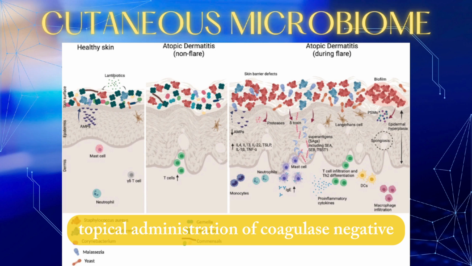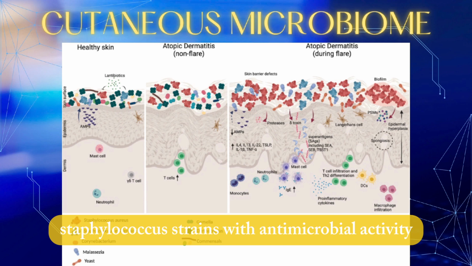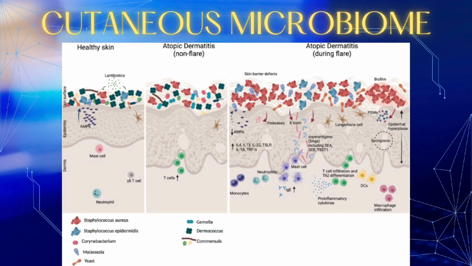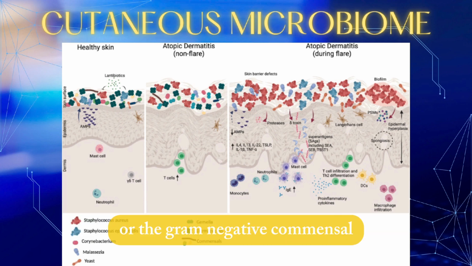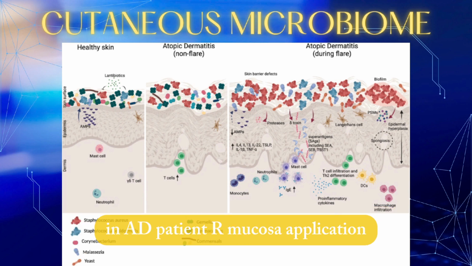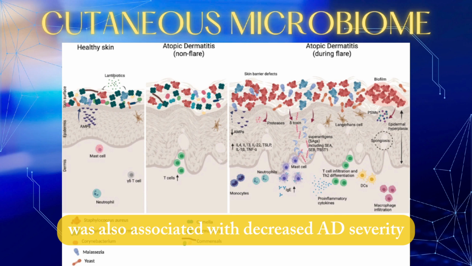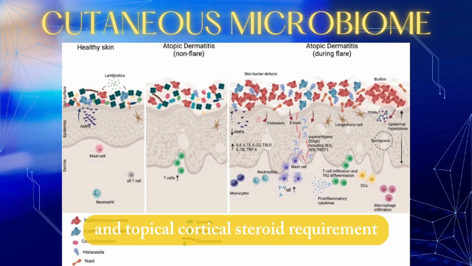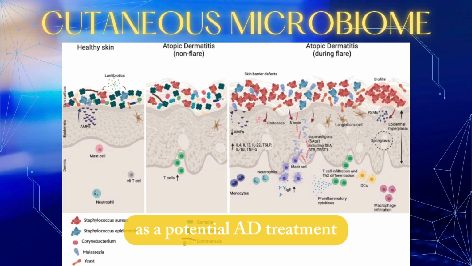Topical administration of coagulase-negative staphylococcal strains with antimicrobial activity, and of the gram-negative commensal Roseomonas mucosa, has markedly reduced Staph aureus colonization in AD patients. Roseomonas mucosa application was also associated with decreased AD severity and topical corticosteroid requirement, providing the basis for bacterial therapy as a potential AD treatment.